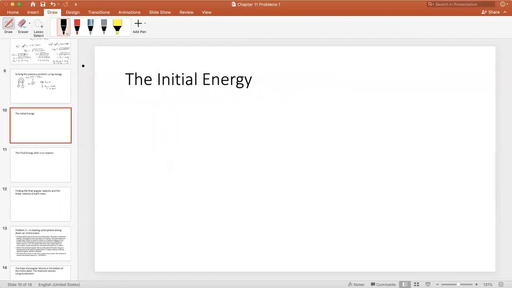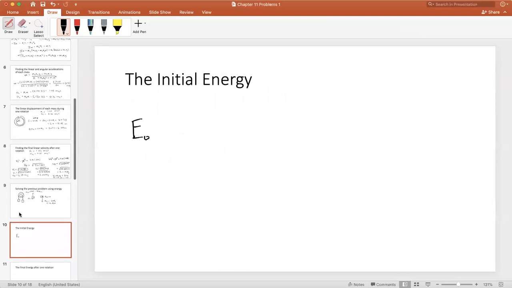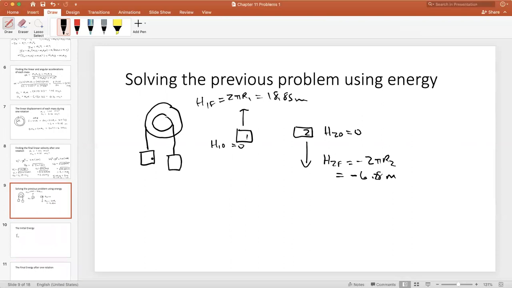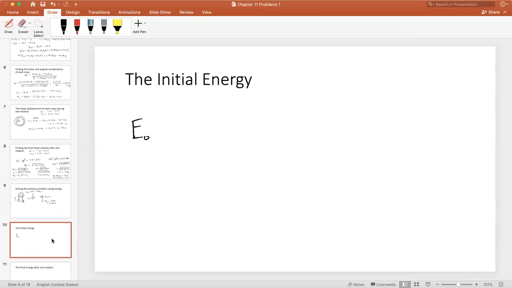Remember that when we do our initial energy, all we have to write is the different energy that each thing has. So let's look back at this. Mass one is going to go up. It's going to have potential energy of gravity and kinetic energy. Mass two is going to have potential energy of gravity and kinetic energy. It won't have spring. There's no friction. The last thing we have is the rotational kinetic energy of the pulleys.